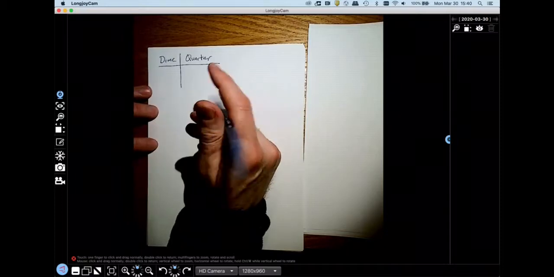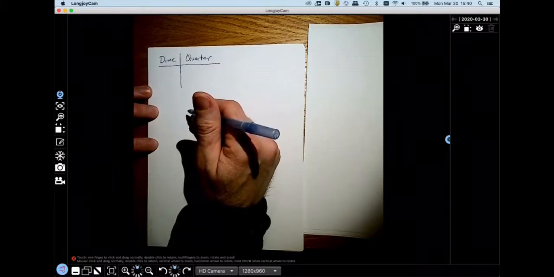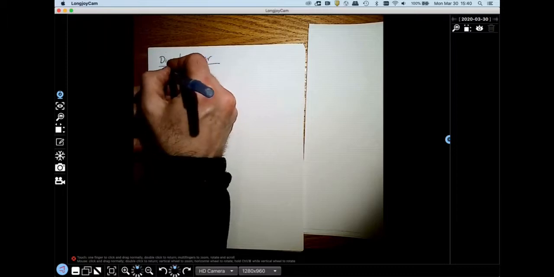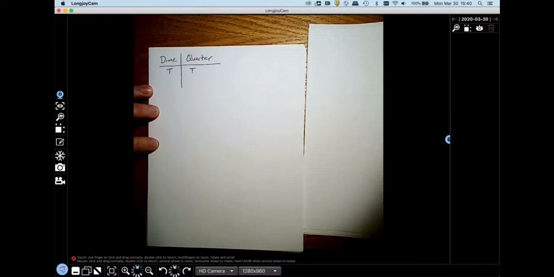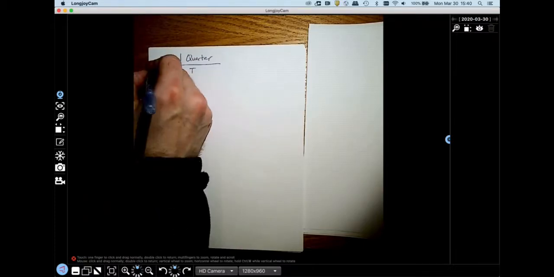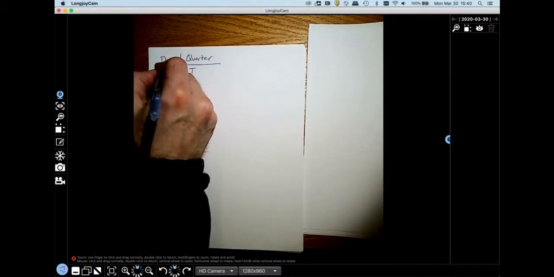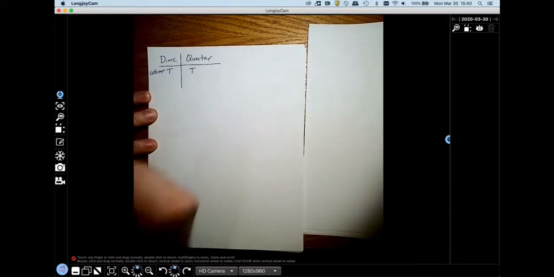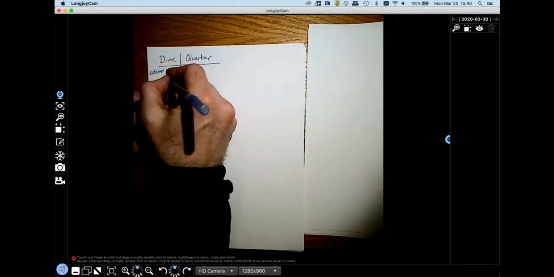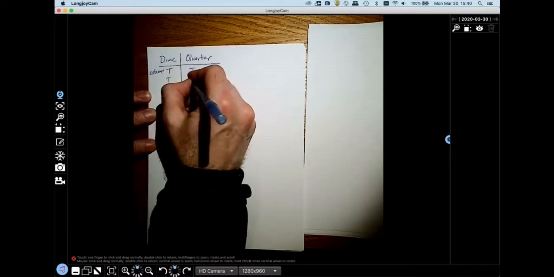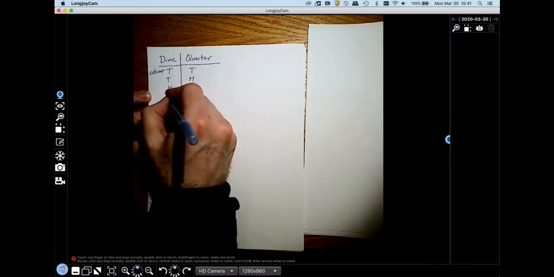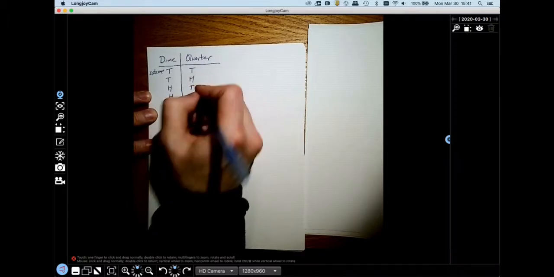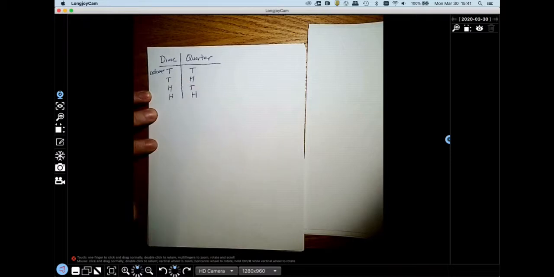So what could possibly happen? Well, what could happen is my sample space. So one possibility is the dime comes up tails, and the quarter also comes up tails. So that is one outcome. But it's not the only outcome. Another possibility is the dime comes up tails and the quarter comes up heads. Another possibility is heads, tails, and heads, heads. Those are the only 4 possible outcomes from this random experiment.